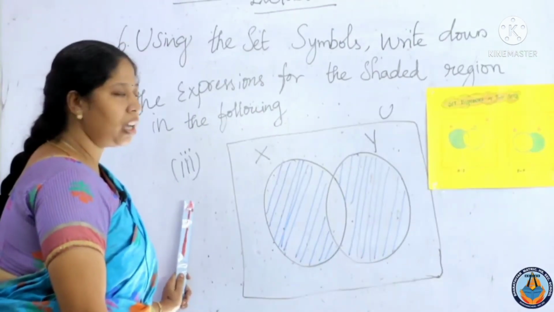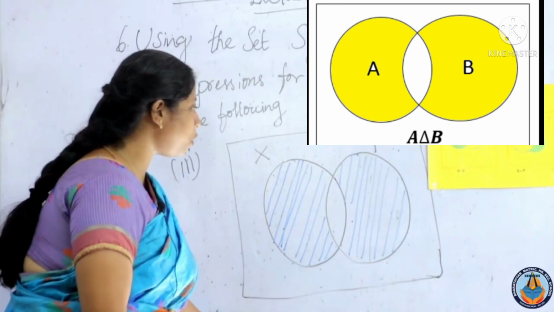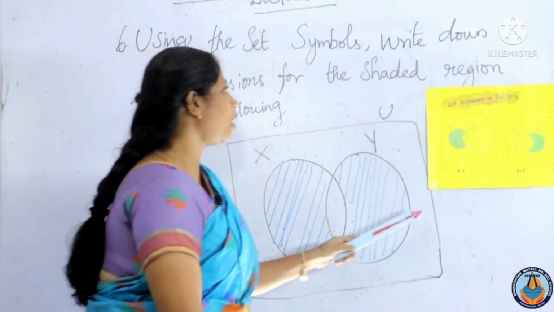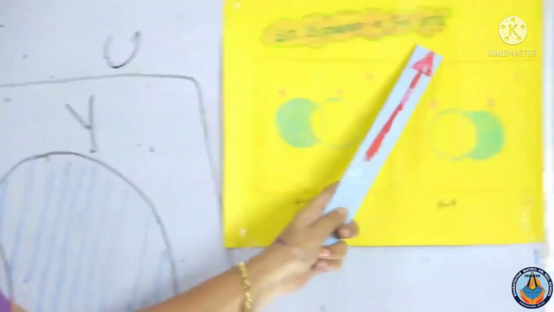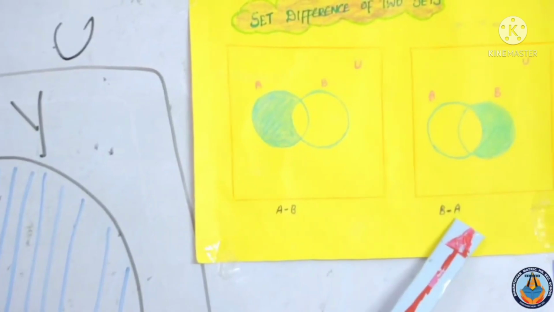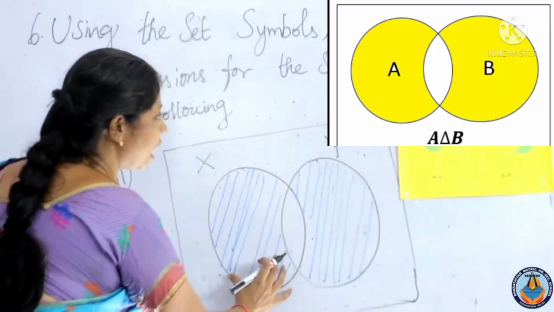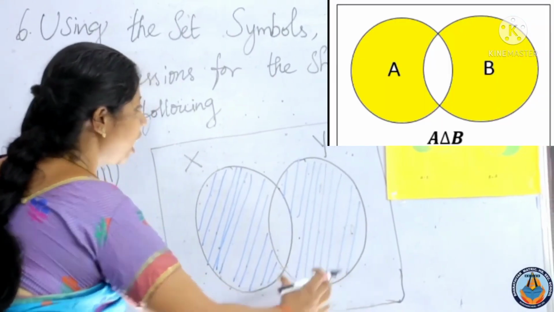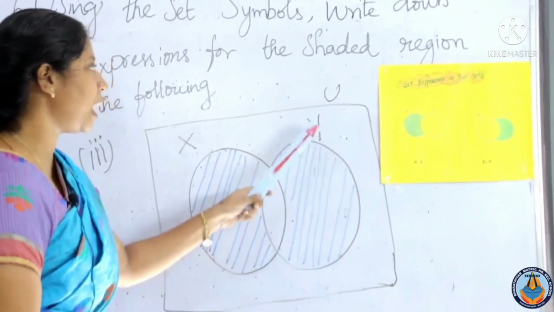Third subdivision, this is your figure. You have to find out the symbol for this figure. Already you have gone through the definition of set difference of two sets, A minus B and B minus A. Here this is the diagram. They combined A minus B and B minus A. In the place of A they have given x, in the place of B they have given y.